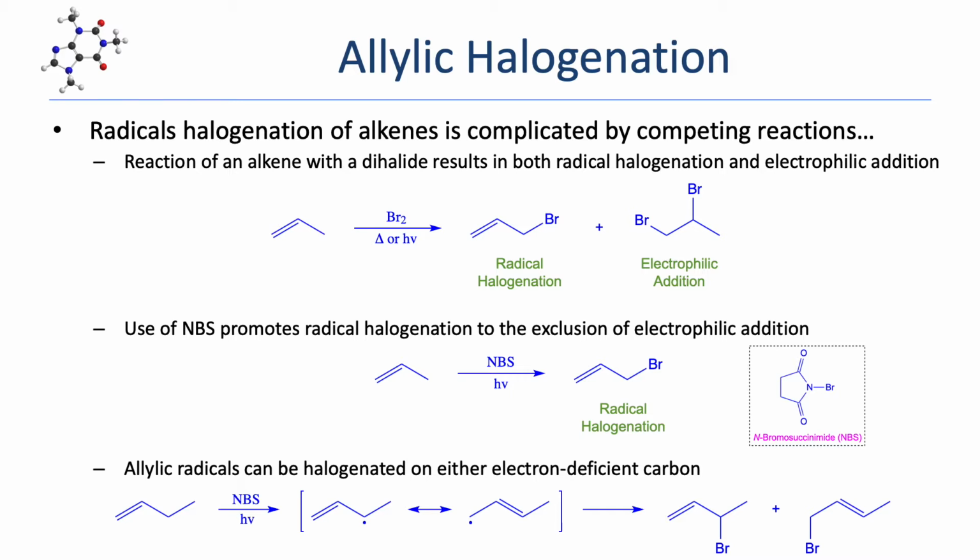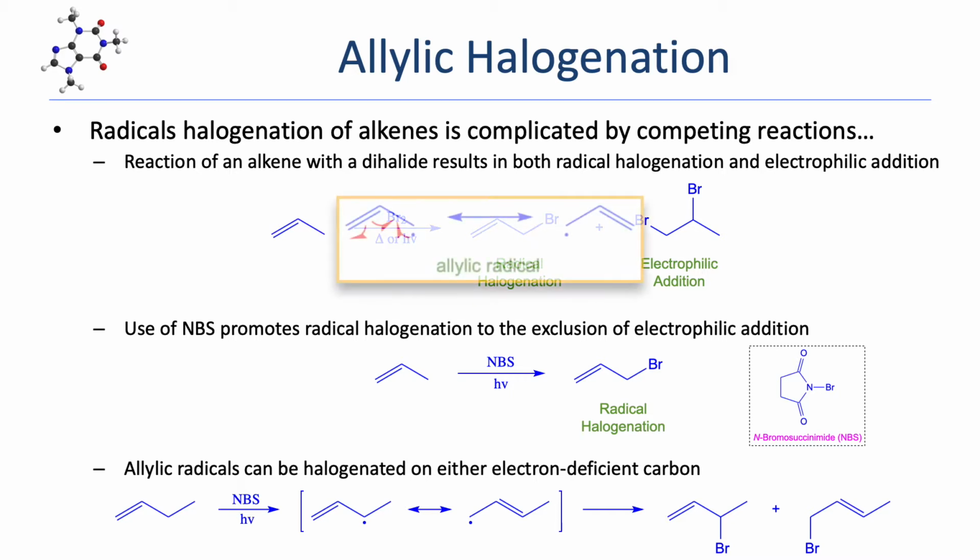But we've also seen that resonance can greatly stabilize radicals, such as seen with the allylic radical. We might then expect the radical halogenation of propene to proceed to give 1-bromo-2-propene as the major product. The reaction would proceed through hydrogen atom abstraction from the allylic carbon to give the highly resonance stabilized allylic radical.